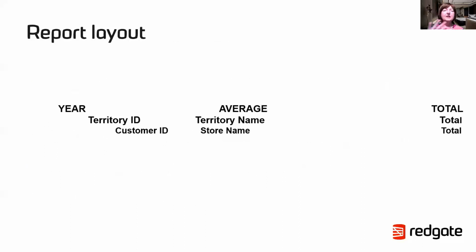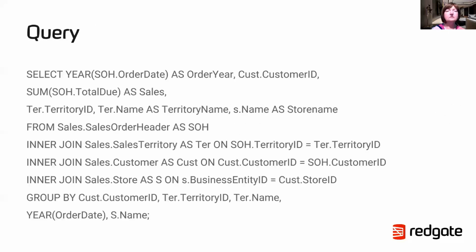And the report's going to be laid out something like this. Here's the query that you'll need. Luckily, it's all written out. Again, even if you're given a query, sometimes there's some back and forth on that. Sometimes the query doesn't have everything that's needed, or it might not be the right granularity. In this case, it is, we're grouping by customer ID and by territory and by store. So it looks like it's going to be okay.